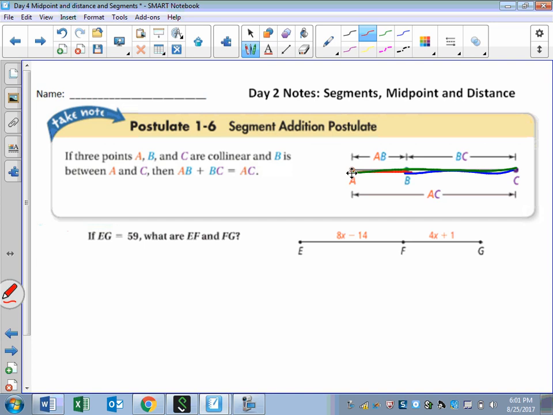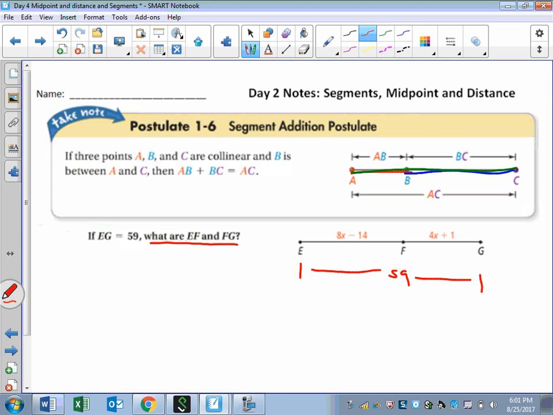Okay. So let's look at our first example. EG is 59. So from here to here is 59. What are EF and FG? So I cautioned you to look out for this in the last lesson. Notice that this doesn't say what is x equal to. It says what are EF and FG. So after we go about finding x, we got to plug those back in order to get those segment lengths.